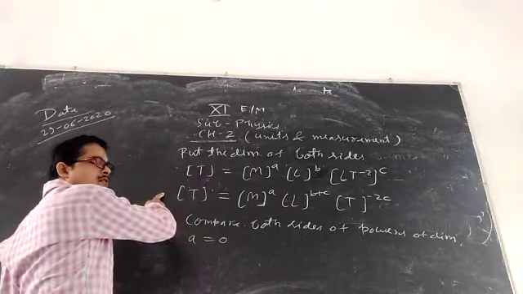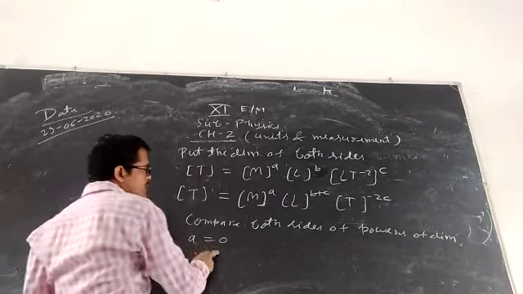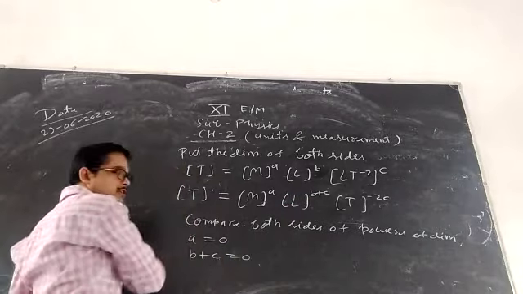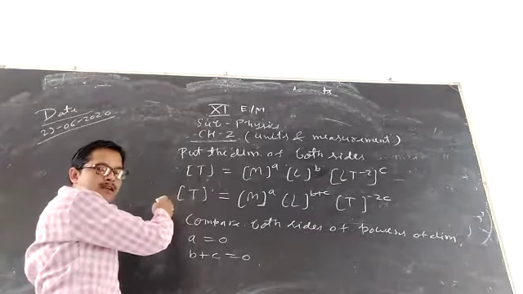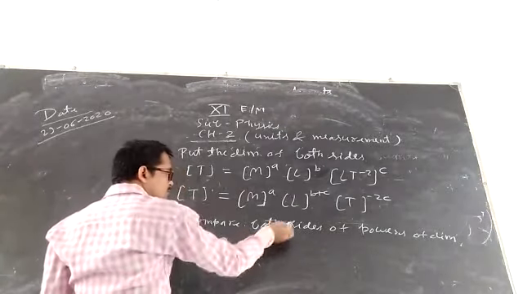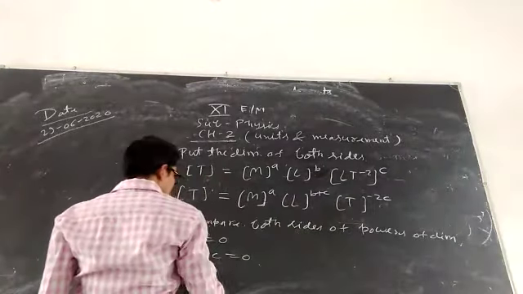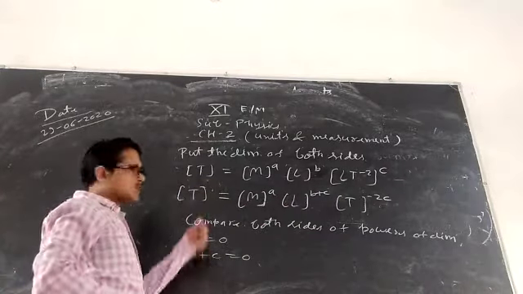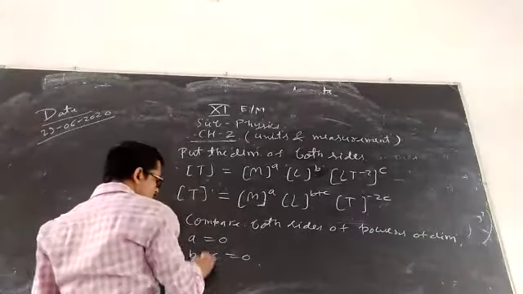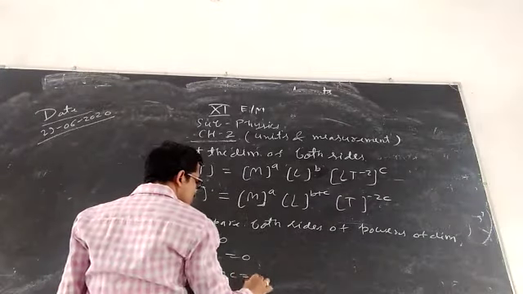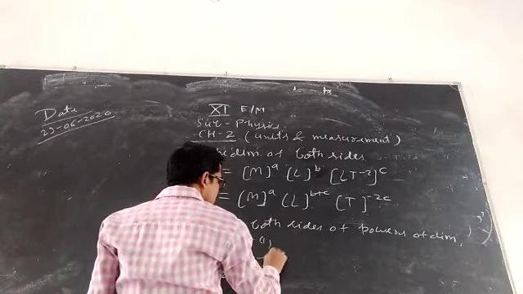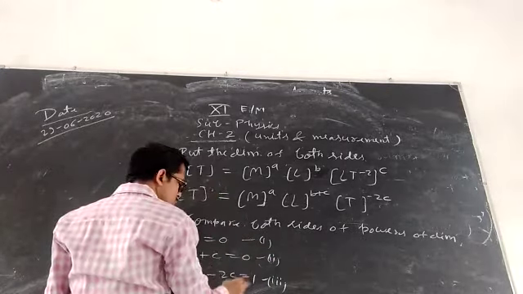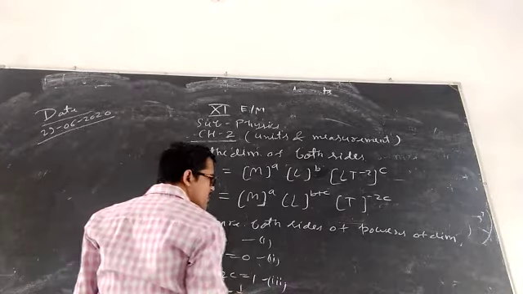That's why a is equal to 0. L to power b plus c: the left side has L to power 0, so b plus c is also 0. And for T, the right side has minus 2c and the left side has T to power 1. So minus 2c is equal to 1. These are the first, second, and third equations. The third is minus 2c equal to 1, then c is equal to minus 1 by 2. Okay?